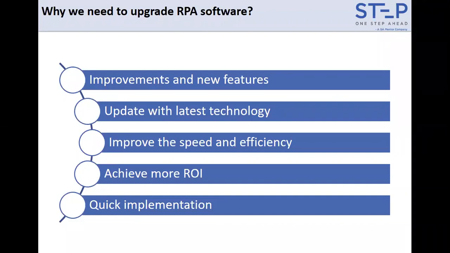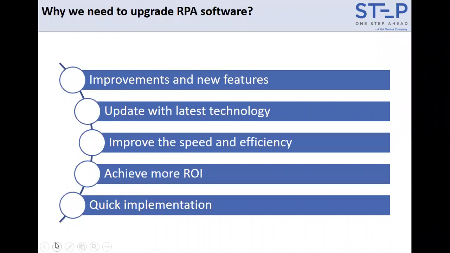If we are able to achieve all these, then definitely our organization will achieve more ROI. If there is an issue in the maintenance phase, because of these new features and the latest technology, we can do quick implementation. Because of all these benefits and new features, we have to upgrade the RPA software.